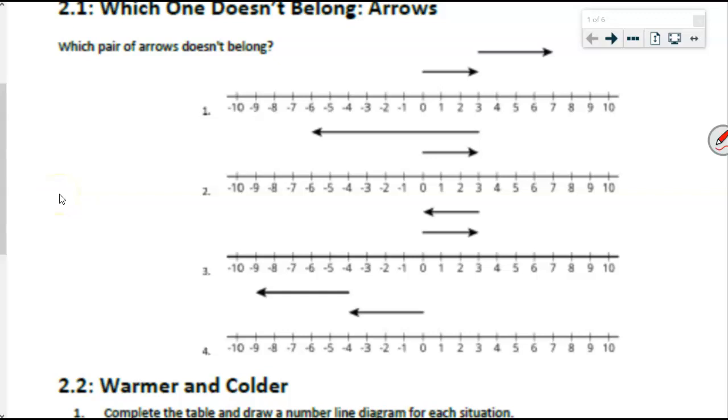All right, now that you've had a chance to bounce some ideas off of your group members, let's come together as a whole class. Which one doesn't belong? Why? Bethany.